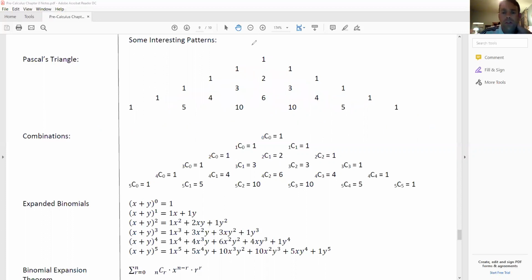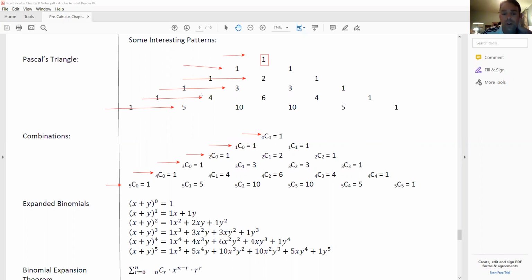Well, one of the things that got to be kind of cool about Pascal's triangle is, if you notice here, they started looking at all the different numbers. So they called this one right here row 0. This was row 1, row 2, row 3, row 4, and row 5.